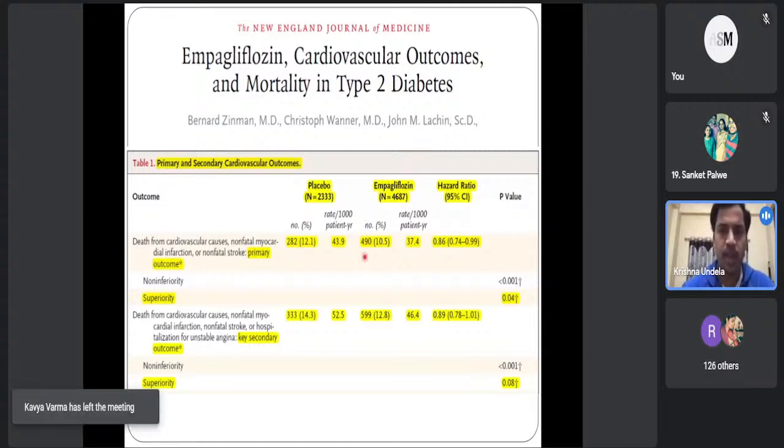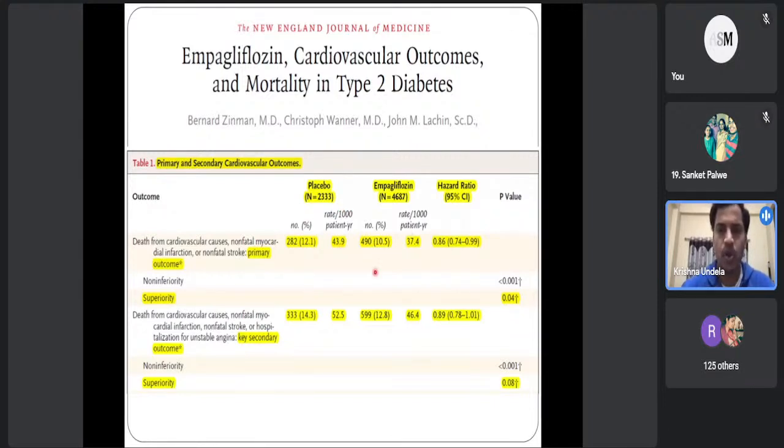Now what we are going to do in this calculation is, in this article, they did not calculate the relative risk, they calculated something called the hazard ratio. The hazard ratio is very similar to relative risk, but they're not going to use numbers like 282 and 490. They're using something called incidence rate. For relative risk, we used incidence proportion, right? We are taking the proportion there. And for calculating the hazard ratio, they're taking the incidence rate. So they have already calculated how much rate there is in the placebo and how much in empagliflozin. The rate per 1,000 patient years in empagliflozin is 37.4, and the rate per 1,000 patient years in placebo is 43.9. That's what is called the incidence rate, which they have already calculated.